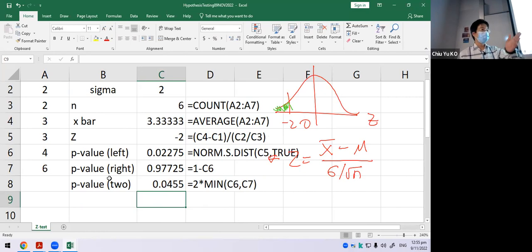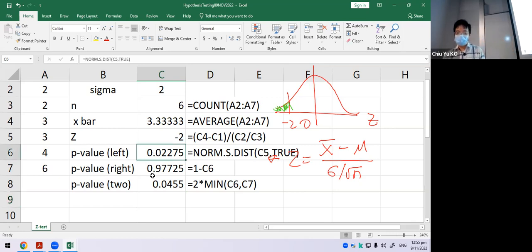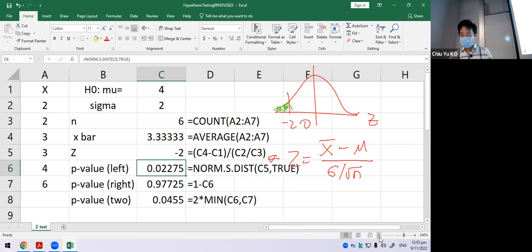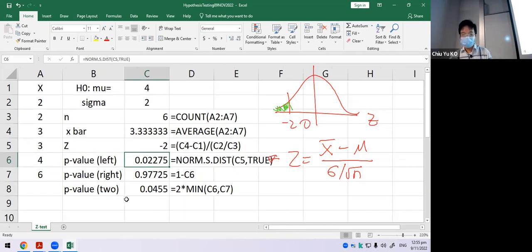Because it's the standard technique, you just look at the smaller one and multiply by 2, right? Because if you don't know left or right, that's how we do it. If we know, you can just multiply this one by 2. But if you want this to be automatic, this is how you get it. And this is how you would do a one sample Z-test.